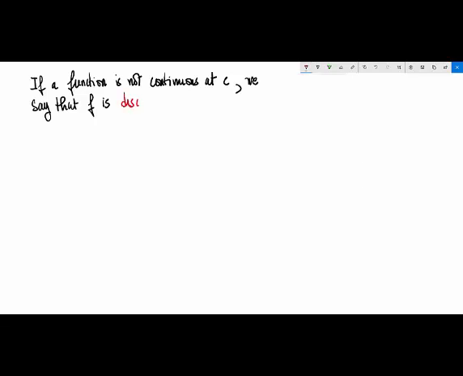Next, the sequential criteria for continuity. First, if a function is not continuous at c, we say that f is discontinuous at c. And the discontinuity criterion is stated as follows.